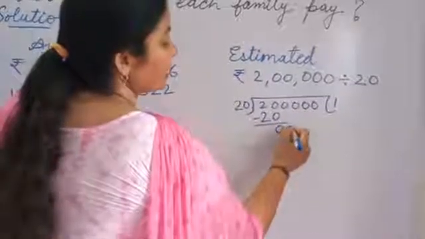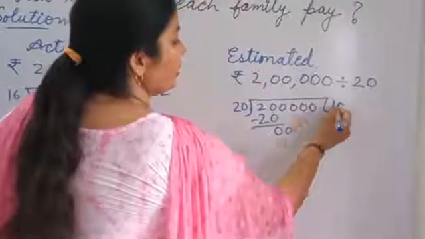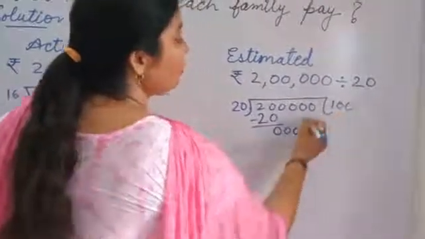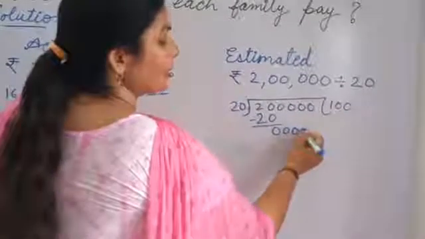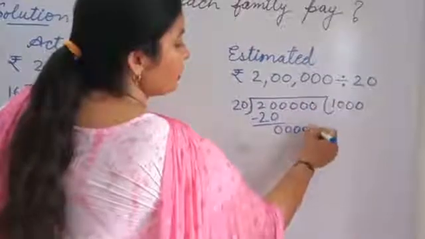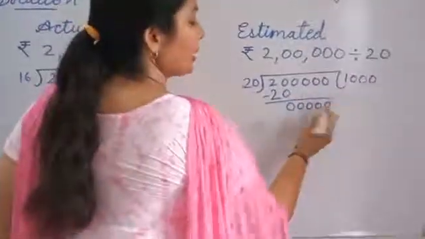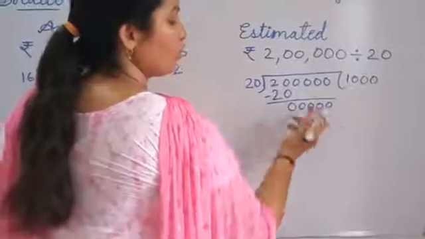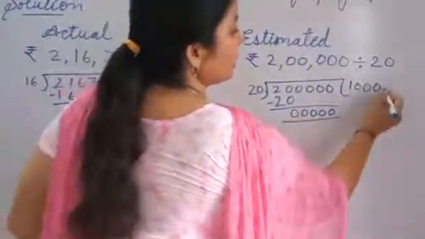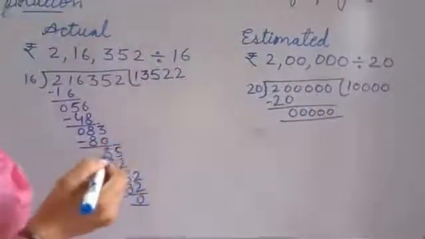Then we note down next. 20 zeros are 0. Then again we note down next. 20 zeros are 0. Then again next 0. Because every time we are having 0, there is no need to write again and again 0 downside, so you can note down here only. So again we put here 0. So what's your answer? 10,000.